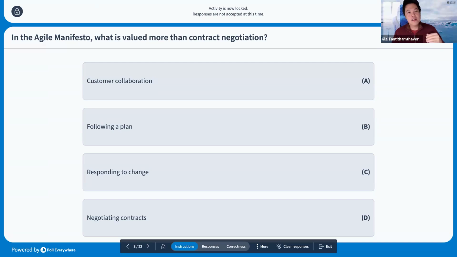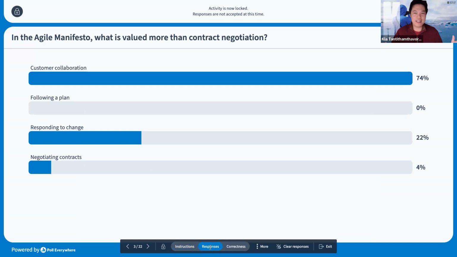Really appreciate it. So, in the Agile Manifesto, what is valued more than contract negotiation? Definitely, I think it should be customer collaboration. Okay, correct. 74%. I follow the majority of the students. Definitely, we really highly value customer collaboration over contract negotiation. Sometimes negotiation ends up with nothing, and it doesn't help.